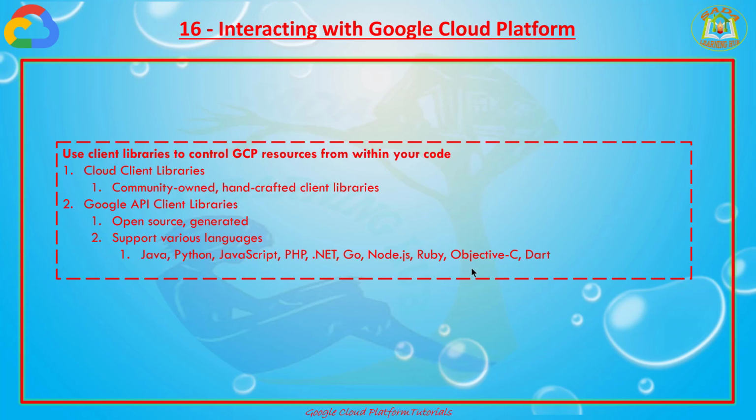These libraries are designed for generality and completeness. So there are two client libraries: the Cloud client libraries and the Google API client libraries. Both of these are open source, and they support various languages.